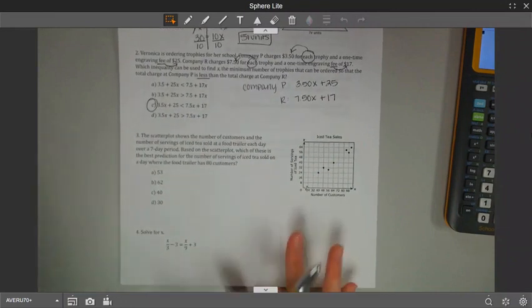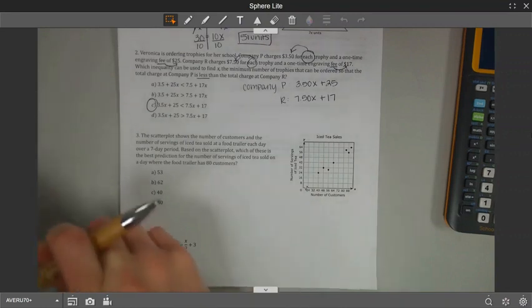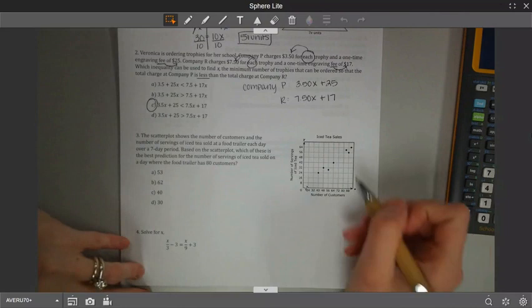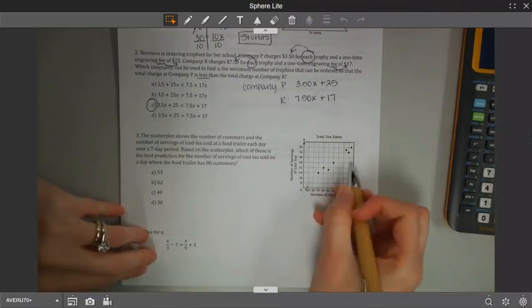Number 3 says the scatter plot shows the number of customers and the number of servings of iced tea sold at a food trailer each day over a 7-day period. Based on the scatter plot, which of these is the best prediction for the number of servings of iced tea on the day where the food trailer has 80 customers? Okay, I don't have a line of best fit, so I'm going to have to enter this data into the calculator. So we're going to start with writing our ordered pairs.